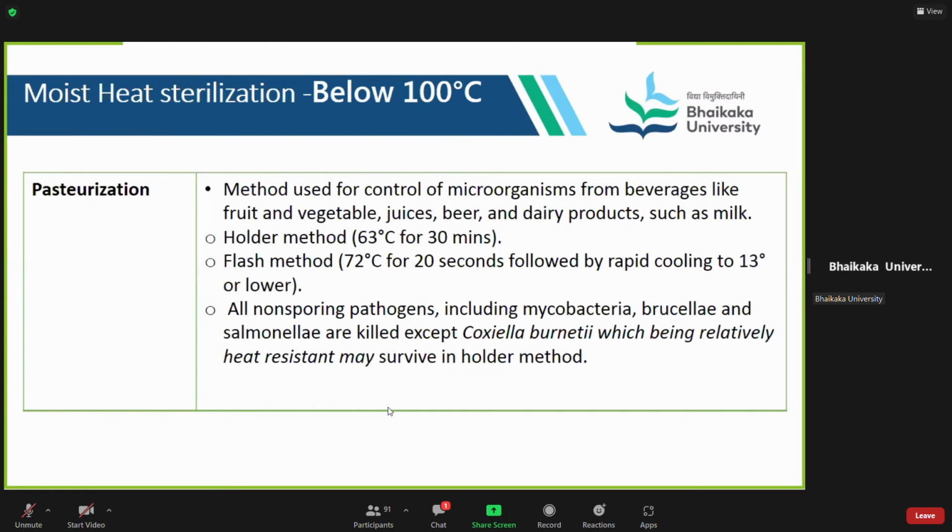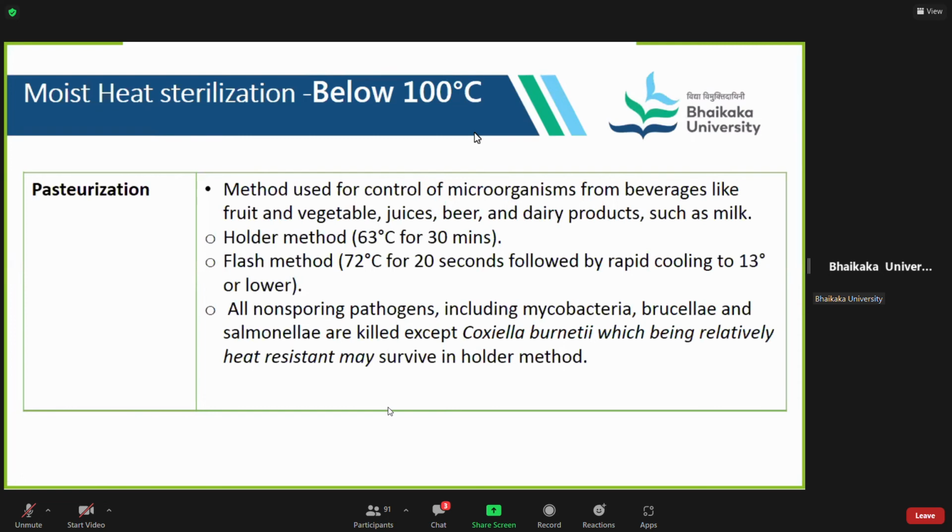Quickly. Then I move on to moist heat. In moist heat, I will say one or two methods, and autoclave we will learn in the next class. So moist heat sterilization, dry heat sterilization, everything is clear till now? Any query? Okay. So if there are any queries, please feel free to ask.